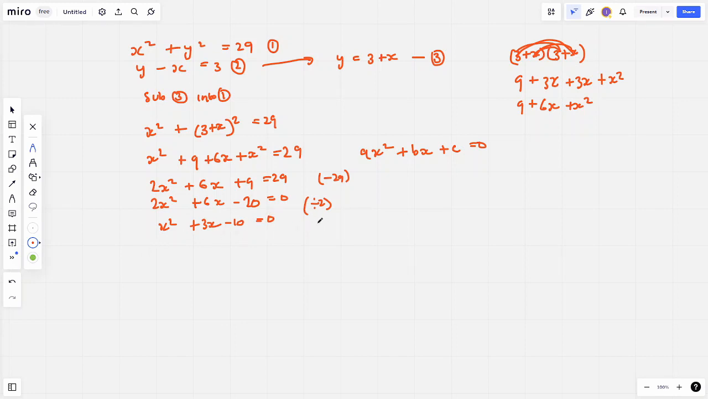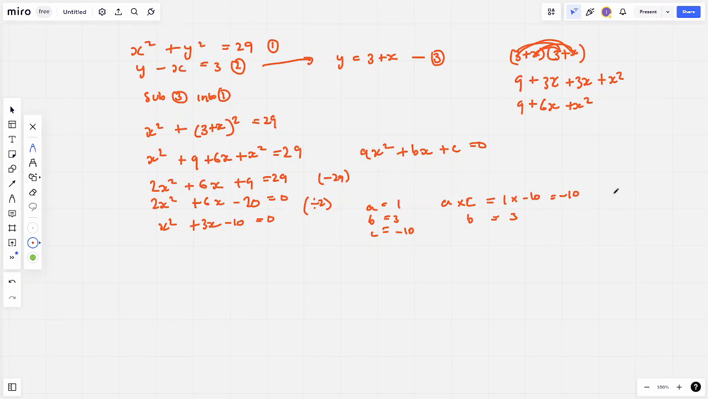And now remember what we did in the first few videos. We have to find the coefficients of this equation, a, b, and c. So we know that, looking at this equation and the form, a is equal to 1, b is equal to positive 3, and c is equal to negative 10. So we need two numbers that when you times them, equal a times c, but when you add them, equal b. So a times c is 1 times negative 10, which is negative 10, and b is 3.